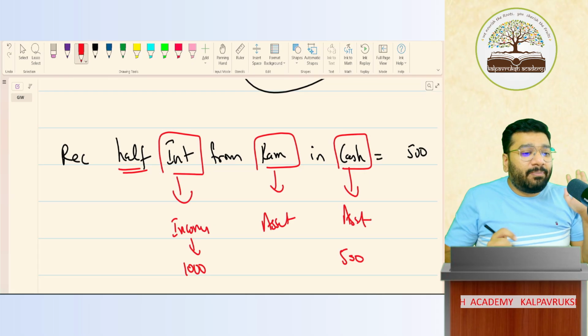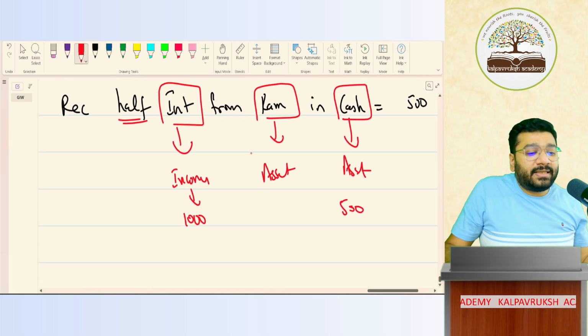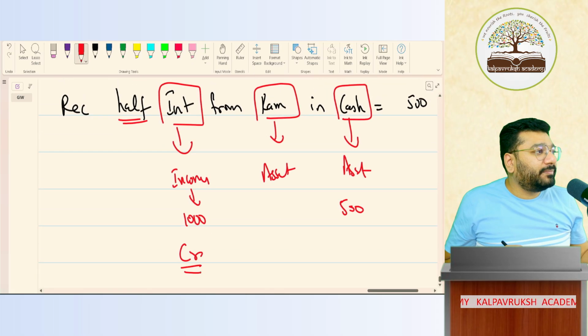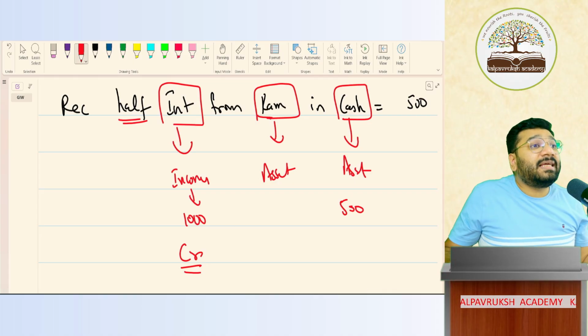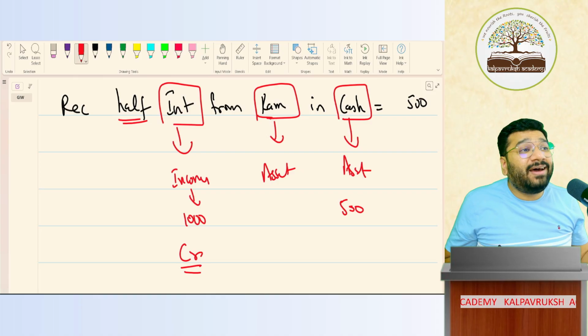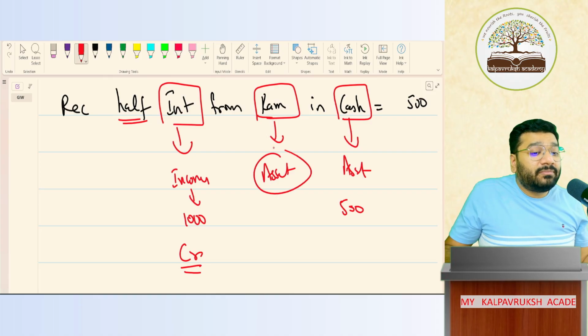Okay, can you apply the rule now? Interest is income, so credit. Ram is a natural personal account. Debit the receiver, credit the giver. Is Ram the receiver or giver?